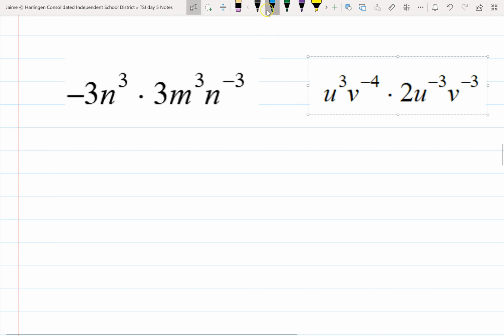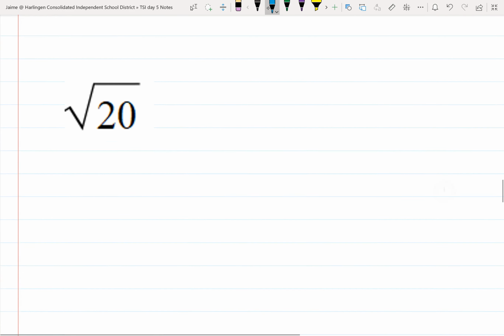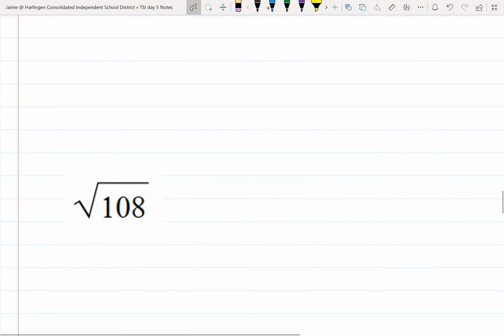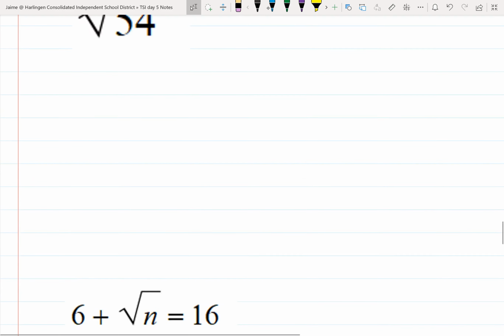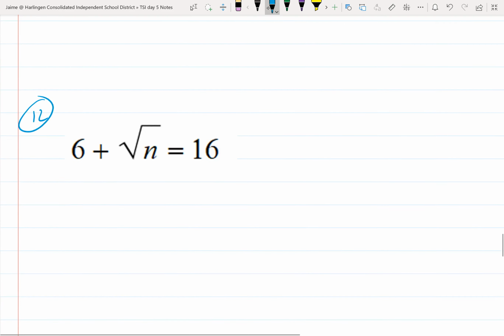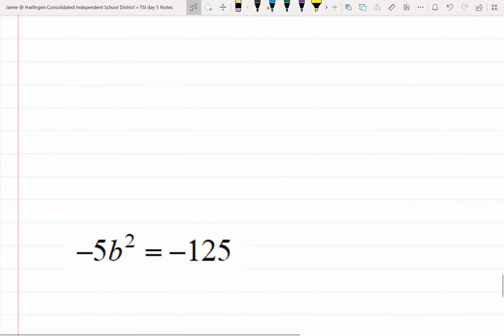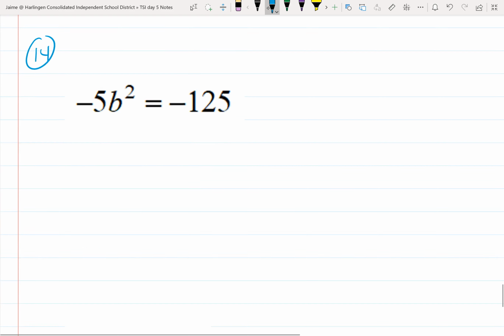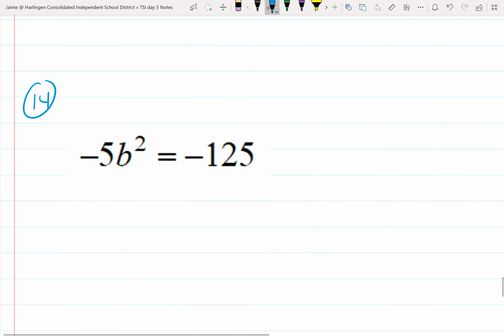All right, so then in this question here, I didn't even number them. I did 4 graphs, so this would be number 5. This would be number 6, 7, 8, 9, 10, 11, 12, 13, 14, 15. All right, that's it. 15 examples.